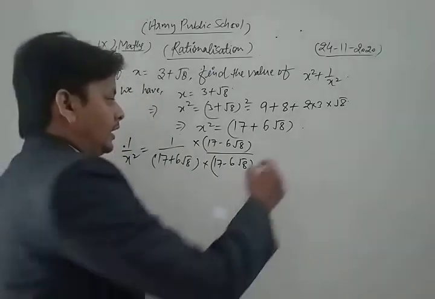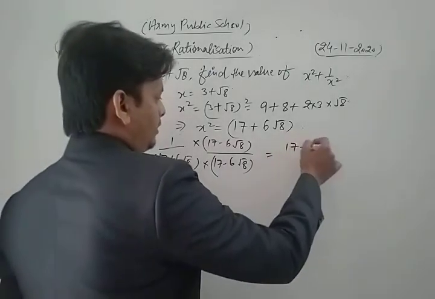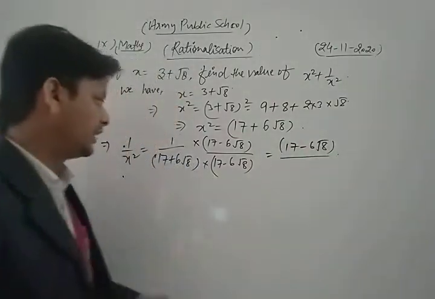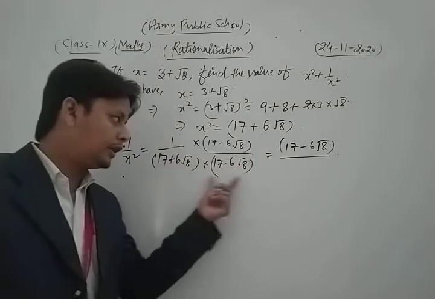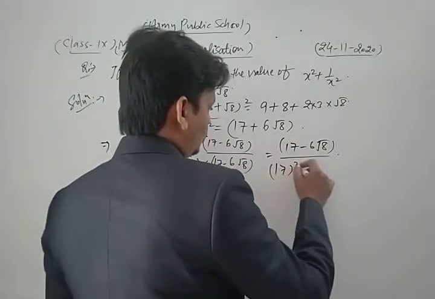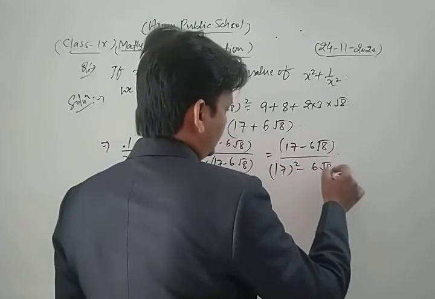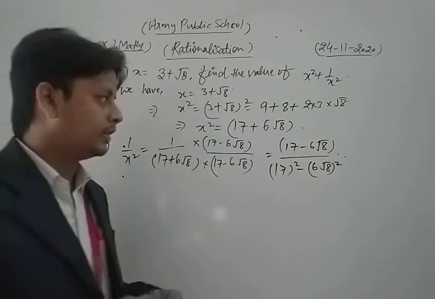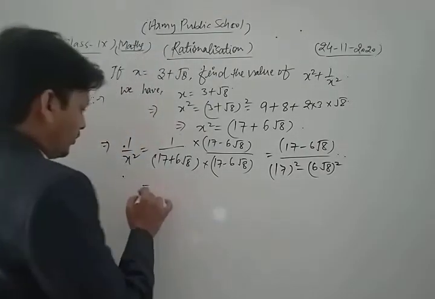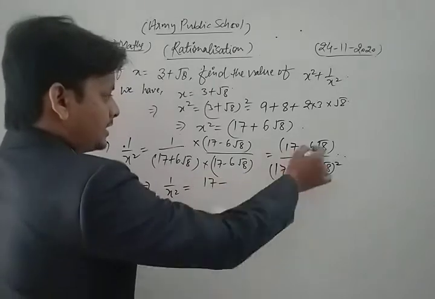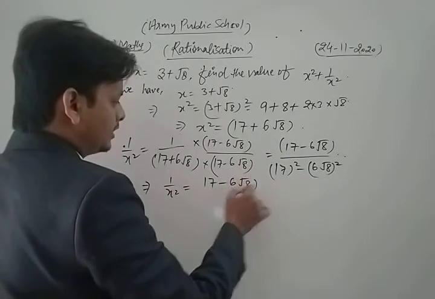So let's see, we get as what? 17 minus 6 under root 8 upon, this is the form of a plus b into a minus b. So we write it as a square minus what? b square. We write in this way, dear friends. So we get the value of 1 upon x square as 17 minus 6 root 8, as it is.